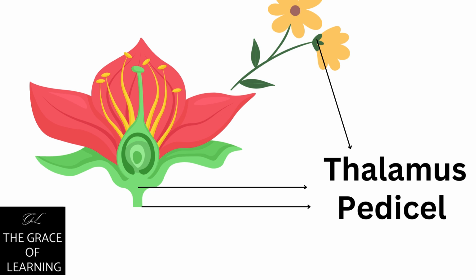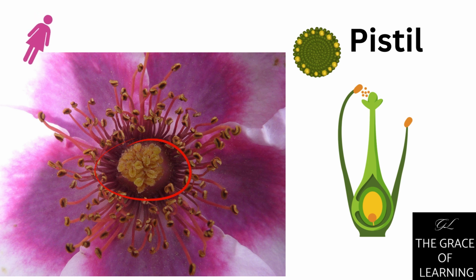Pedicel is the stalk of the flower that attaches it to the plant. Thalamus is the part of the flower that bears its weight. Pistil is the female reproductive part of the flower. The pistil has three main parts.